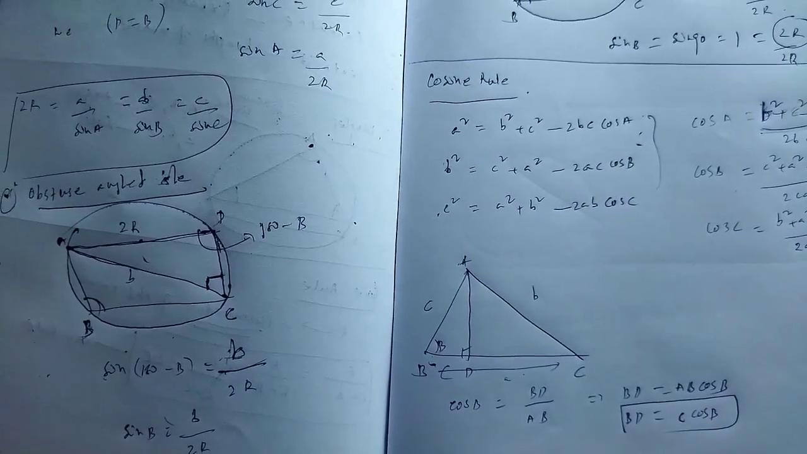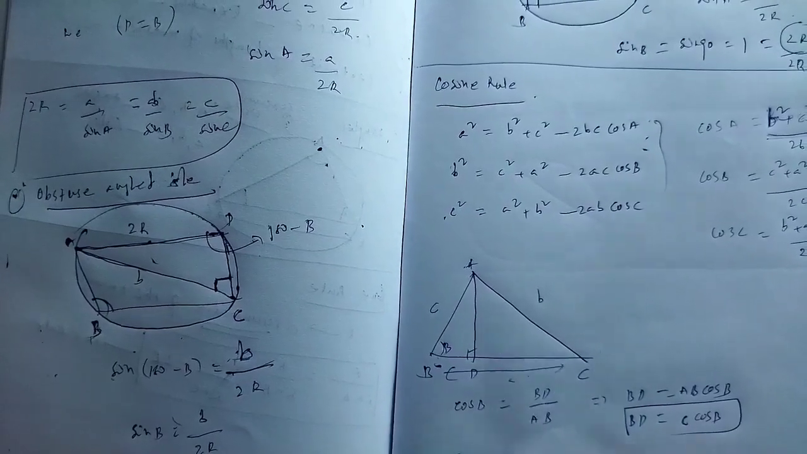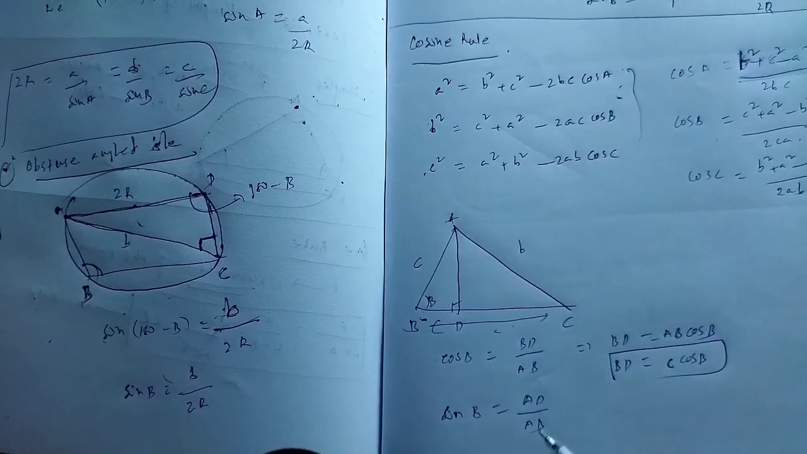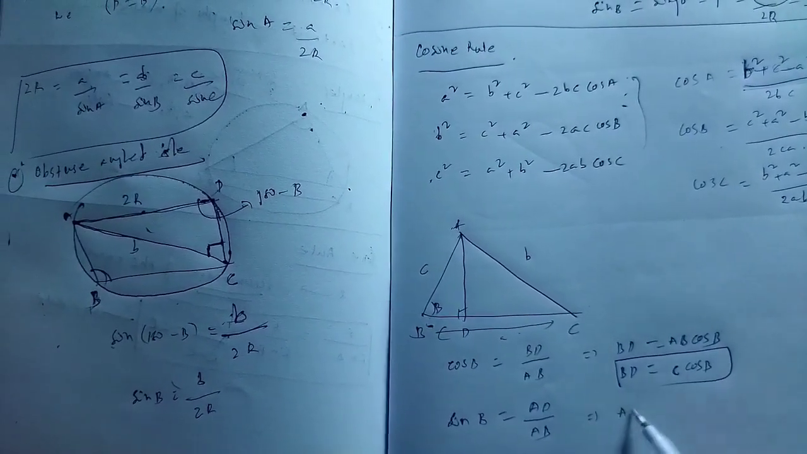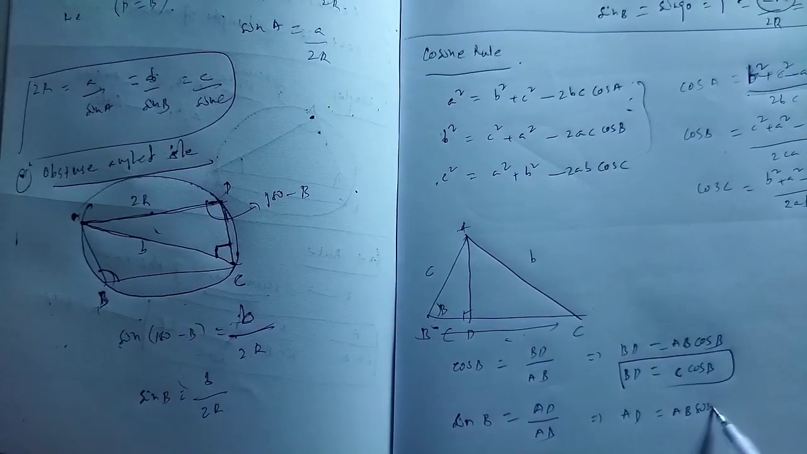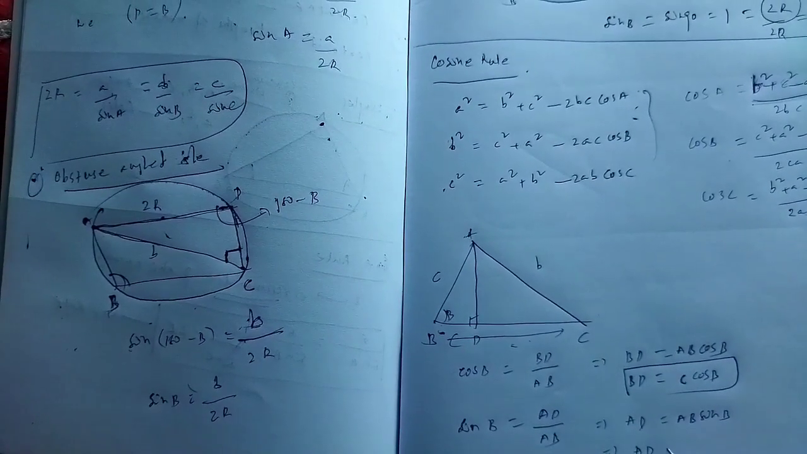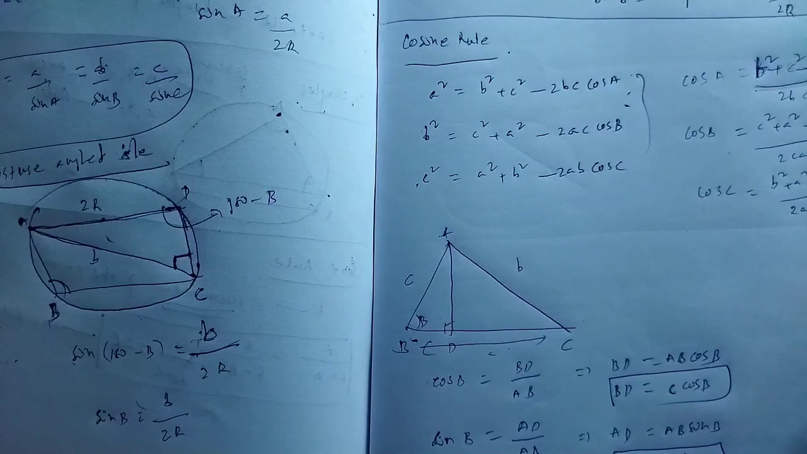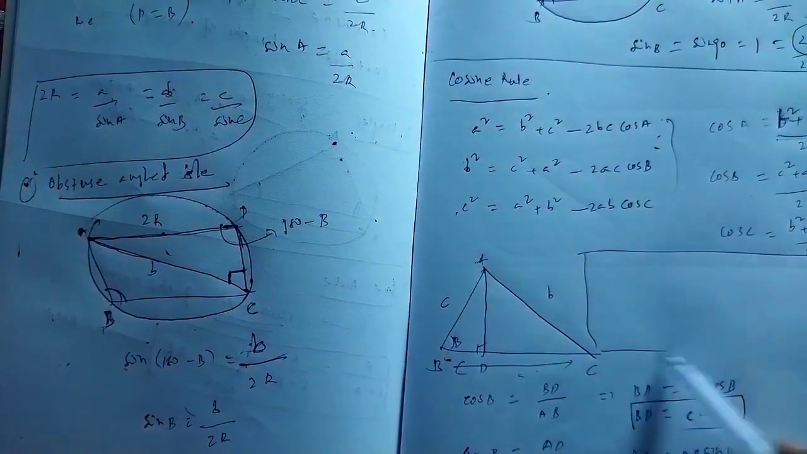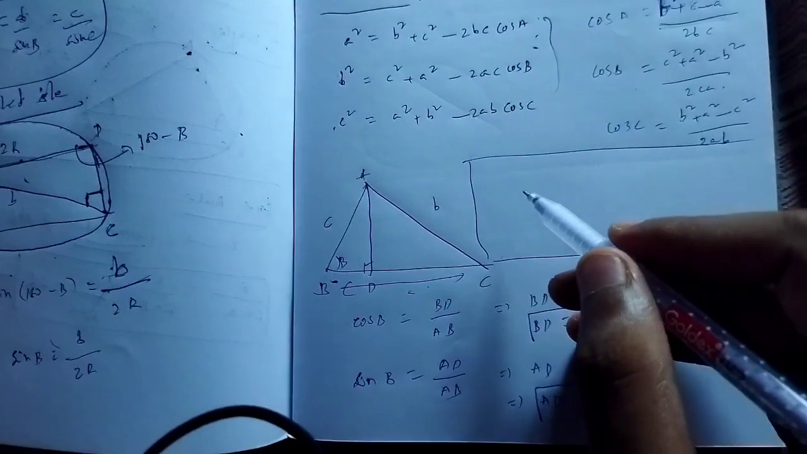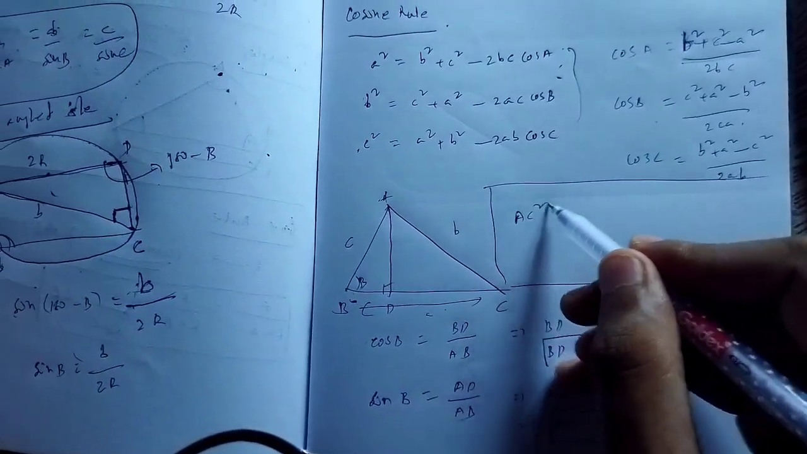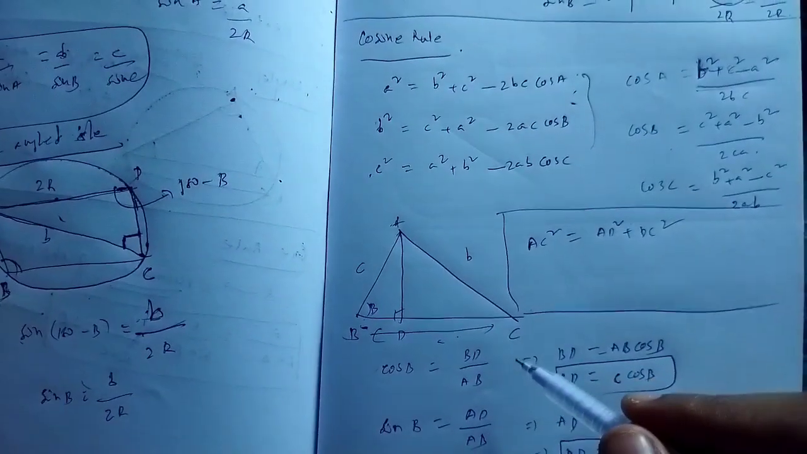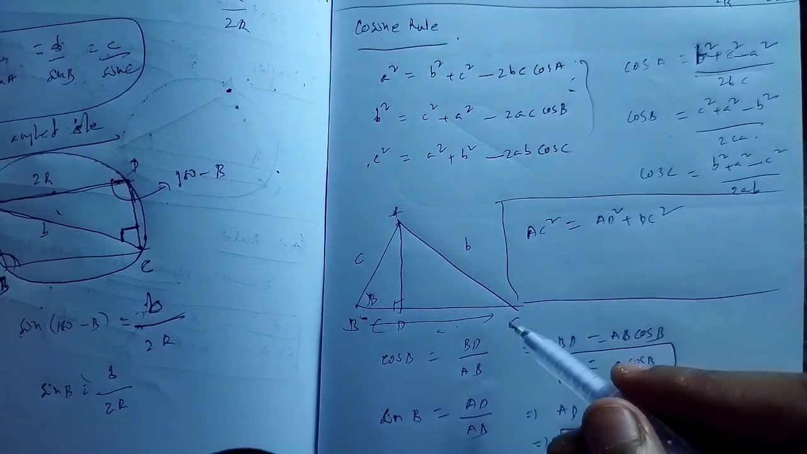And similarly, finding sin B equal to AD by AB, that implies AD equal to AB sin B, AD equal to c sin B, right? Let us write an equation, right? AC square equal to AD square plus DC square, right? Pythagoras theorem in right angle triangle ADC.